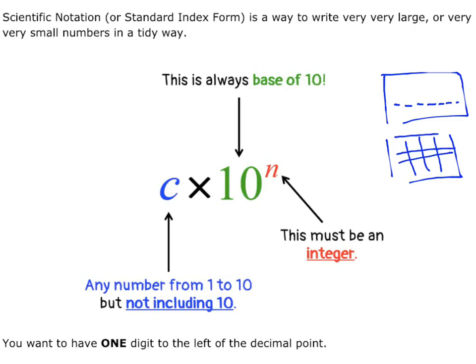So the key thing is that we have some number itself, this value of C, and that is being multiplied by 10 to the power of something. Now it's always going to be base 10, and that value of n has to be an integer. Now we want to have at least one digit on the left hand side of the decimal point.